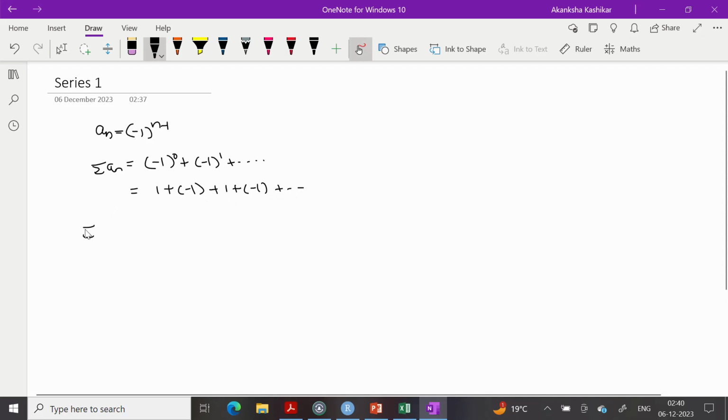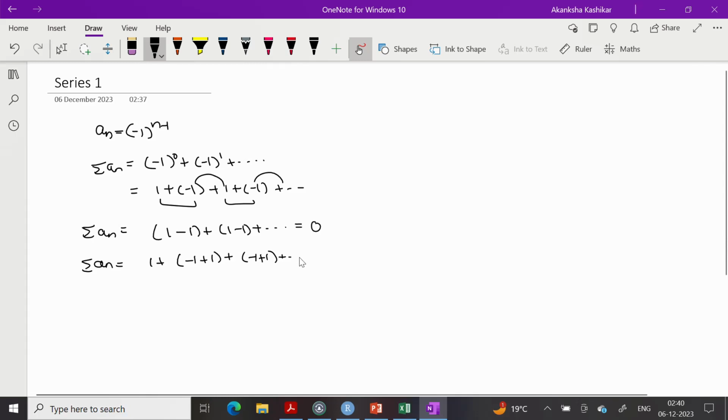So depending on how I group, if I group like this, I will get 1 minus 1 plus 1 minus 1 and so on, which would tempt me to write 0. On the other hand, if I write this as 1 plus, and then group these terms, so minus 1 plus 1 plus minus 1 plus 1 and so on, I will be tempted to write this as 1.